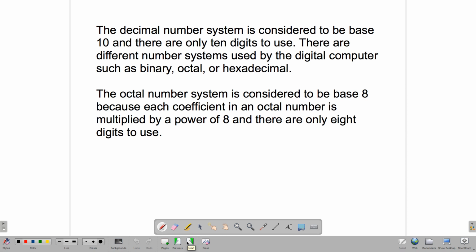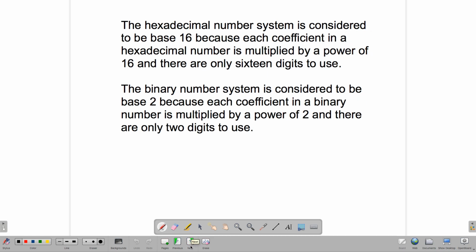The decimal number system is considered to be base 10, and there are only 10 digits to use. There are different number systems used by the digital computer, such as binary, octal, and hexadecimal. The octal number system is considered to be base 8 because each coefficient in an octal number is multiplied by a power of 8. There are only 8 digits to use. The hexadecimal number system is considered to be base 16. Each coefficient in a hexadecimal number is multiplied by a power of 16. And there are only 16 digits to use.